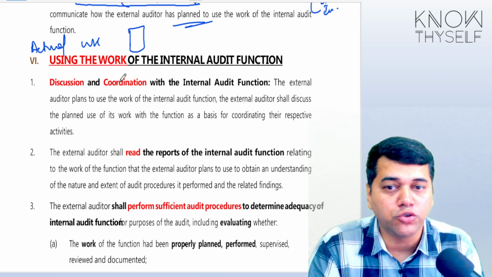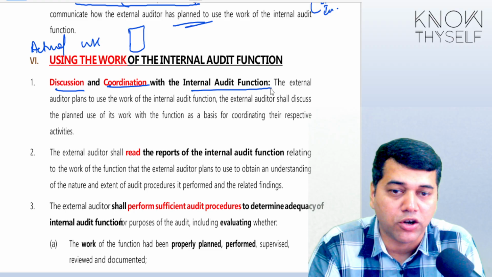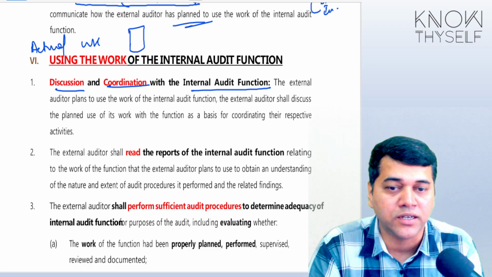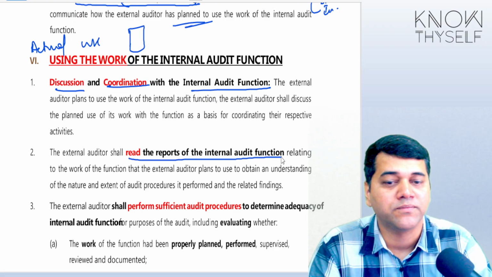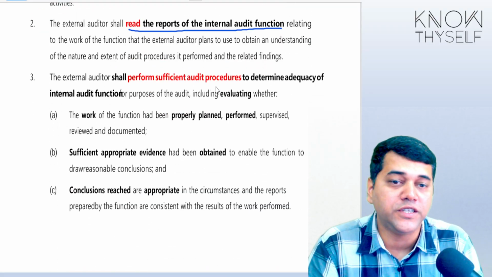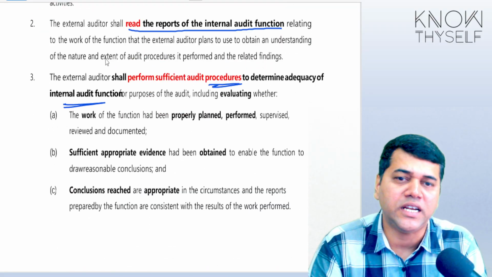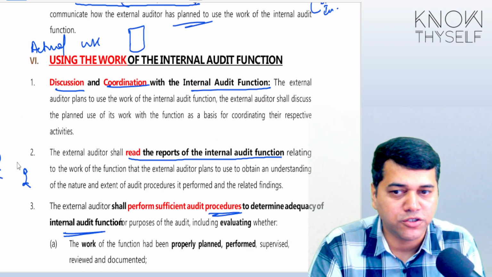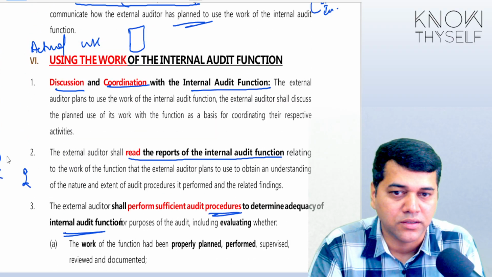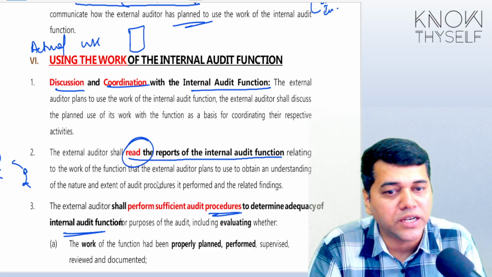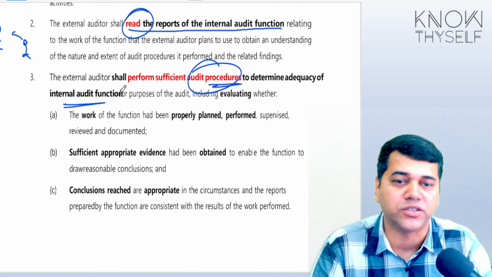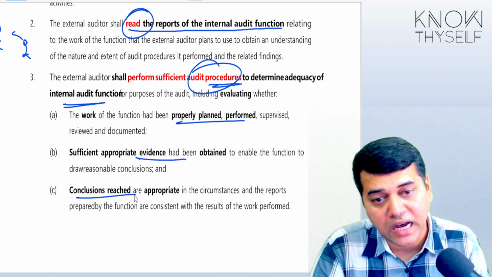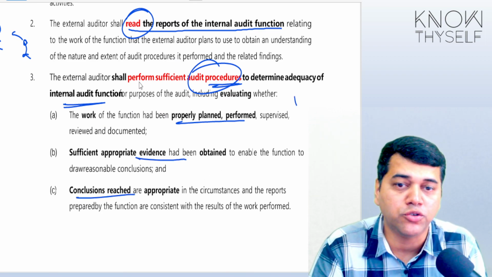What is that first you need to do? You need to discuss and coordinate with the internal audit function. You need to understand what materiality they have set. You have to read their internal audit reports, and you have to perform sufficient procedures on the internal audit function. This is very similar between a principal auditor and a branch auditor. Then you have to get their work and do the review, and perform certain procedures: have you properly planned and performed, have you obtained evidence, are your conclusions appropriate. This is what you need to evaluate.